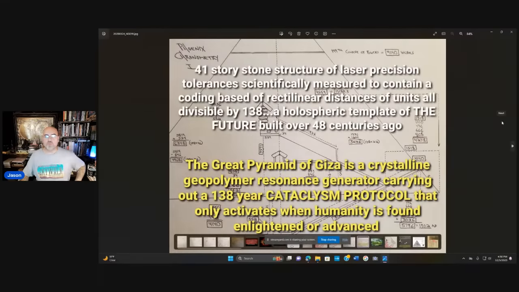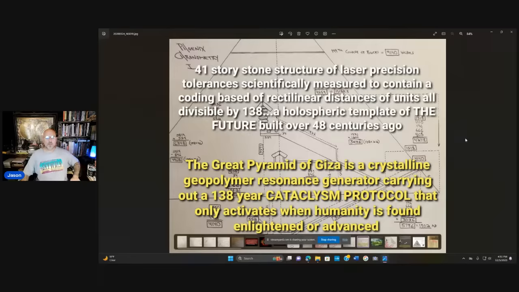So we have a 41-story stone structure of laser precision tolerances, scientifically measured to contain a coating based on rectilinear distances of units all divisible by 138, a holospheric template of the future built over 48 centuries ago. No other pyramids in the world replicate this self-referencing feature, this attention to the number 138, these ascending grand galleries and chambers and relieving chambers. It is the only pyramid in the world that does this.